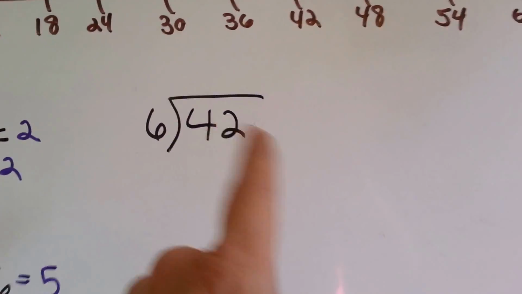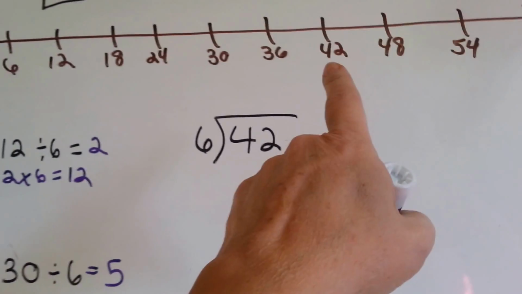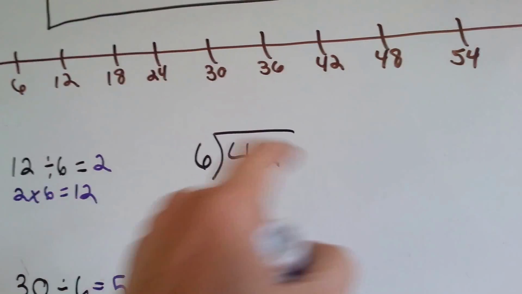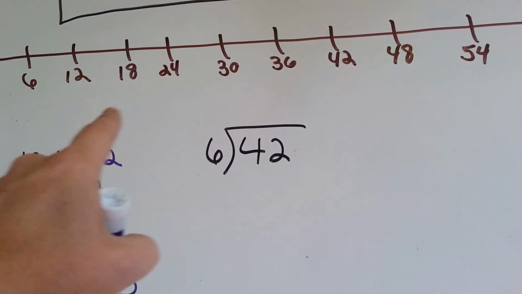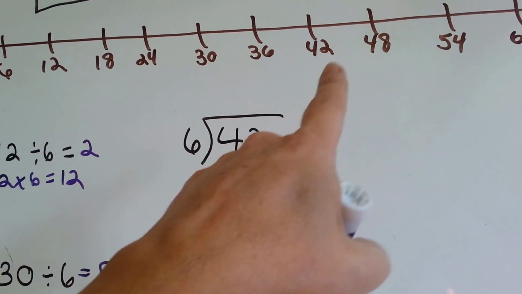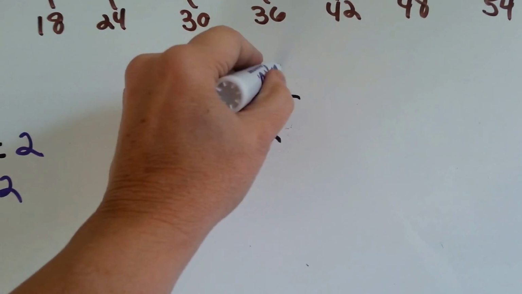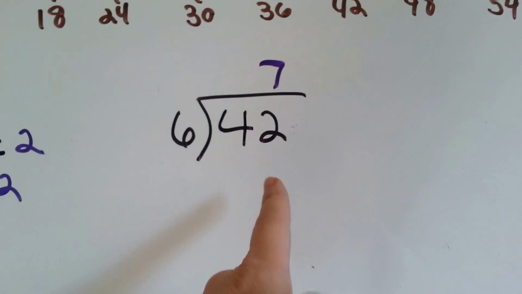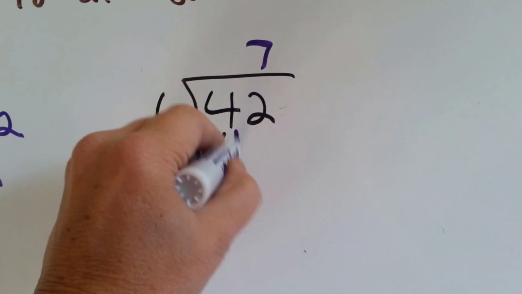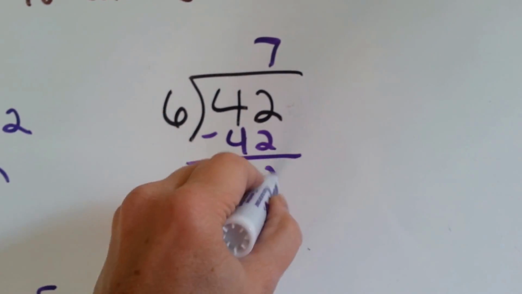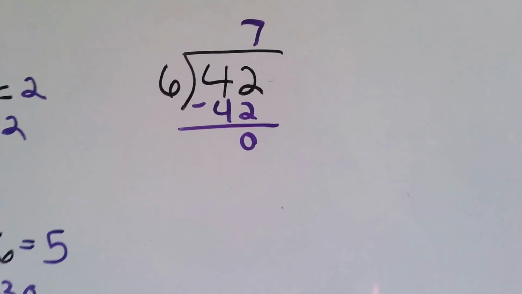Let's try 6 goes into 42. Here's the 42. We're going to skip count by 6's until we get to the 42. Ready? 1, 2, 3, 4, 5, 6, 7. 6 goes into 42 7 times, and again, we put it over the 1's column. Do our multiplication. 6 times 7 is 42. Do our subtraction and get our 0 and put it there, and we're finished.